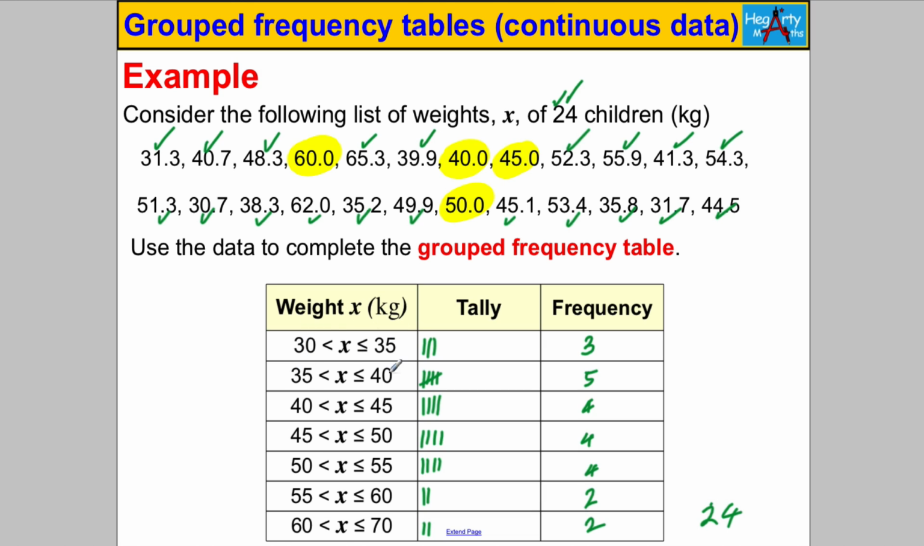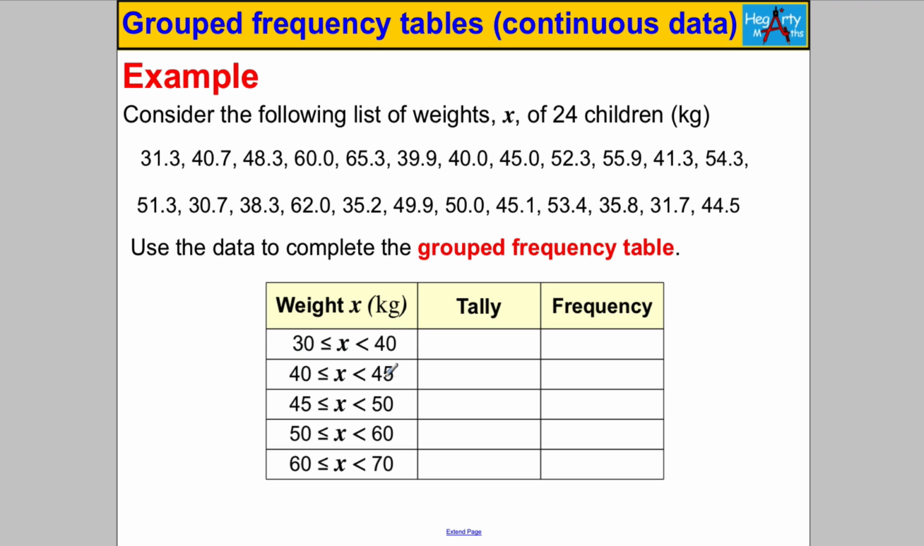And with the exact same data again, this time I've grouped them a bit more harshly. Rather than 30 to 35, 35 to 40, 40 to 45, I've now done 30 to 40, 40 to 45 and various combinations of that. So double check you can get the right answer here as well.